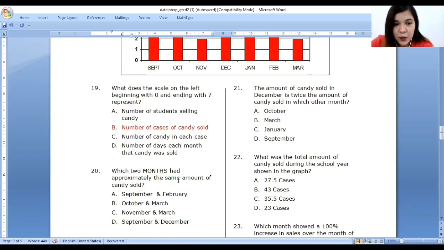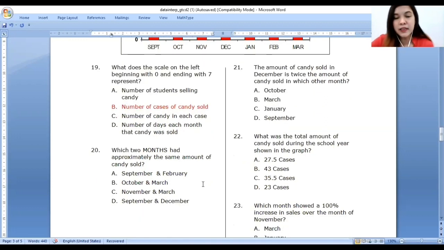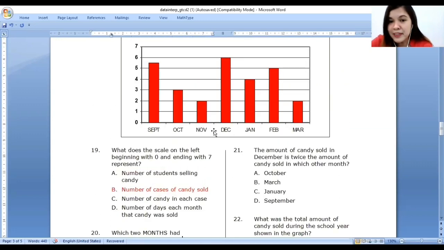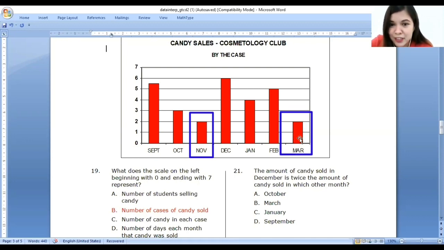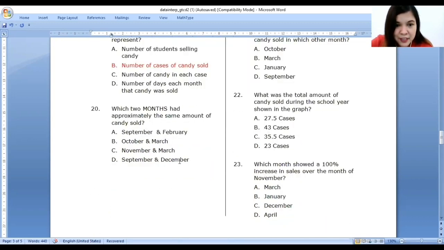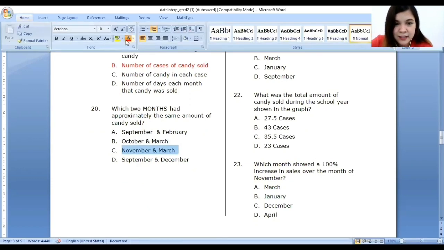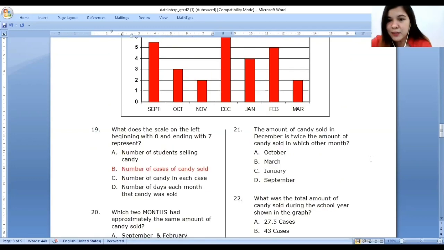Number 20. Which 2 months had approximately the same amount of candy sold? Kailangan pantay yung kanilang bar. So, tingnan natin. So, ano ba ang pantay dito? So, ang pantay dito ay November, and March. So, ang sagot natin dapat, November and March. Pareho silang 2 cases. Ayan. So, tamang sagot, letter C, November and March. Let us highlight, red.